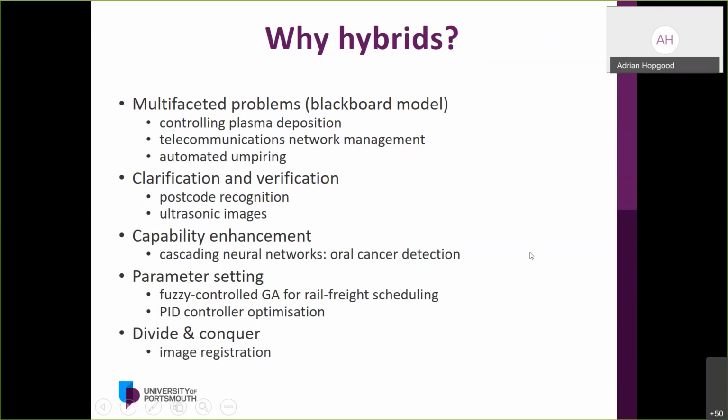And I showed you postcode recognition and the ultrasonic images. Talked about capability enhancement, using one technique to enhance another, and parameter setting, using one technique to set the parameters of another. And the fuzzy logic controller for the rail freight scheduling, I thought was quite a good example of how the fuzzy logic control could enhance the genetic algorithm by tweaking its parameters. And then finally, we saw divide and conquer, breaking down a problem using multiple agents.